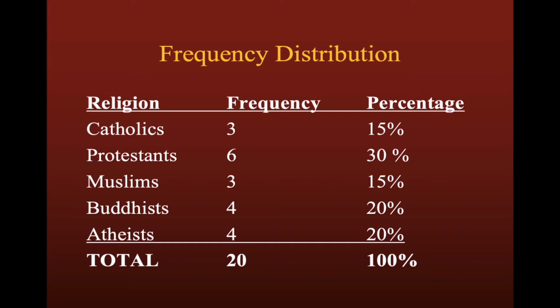Now, hopefully that's something like this. You should have 3 Catholics, 6 Protestants, 3 Muslims, 4 Buddhists, and 4 atheists, right? And I won't actually do this on an exam or on a paper, but you could also indicate the percentages.